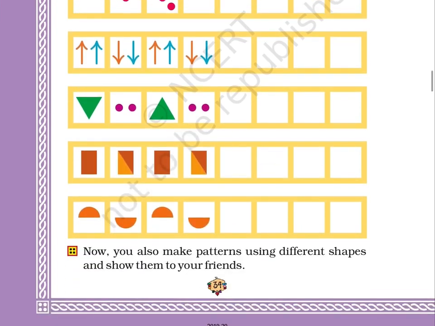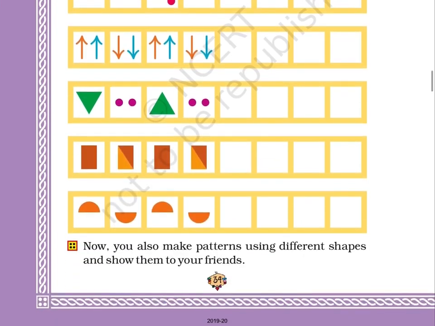Pattern 4. Box 1, red and blue arrow placed side by side pointing upwards. Box 2, red and blue arrow placed side by side pointing downwards. Box 3, red and blue arrow placed side by side pointing upwards. Box 4, red and blue arrow placed side by side pointing downwards. Box 5, 6, 7 and 8 are blank boxes.